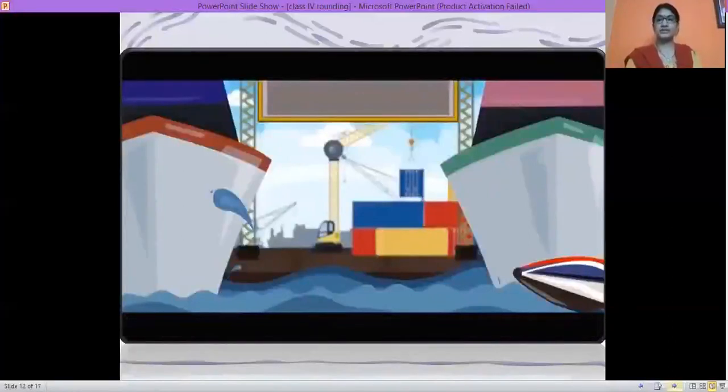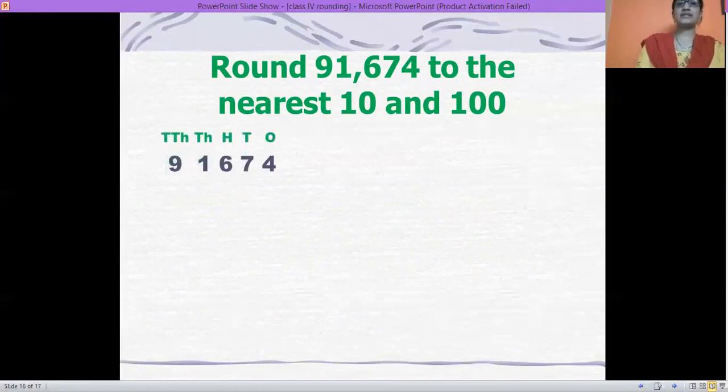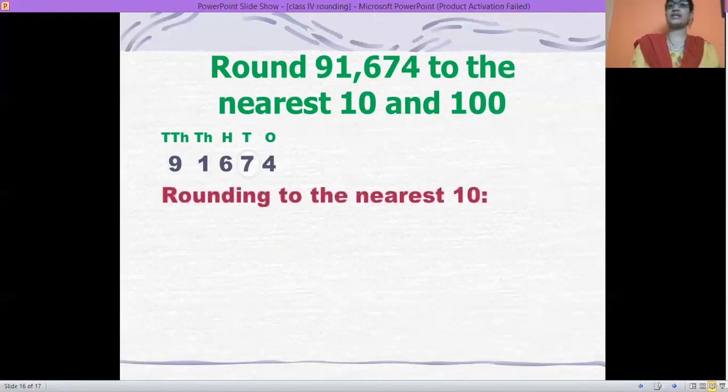Now we move to the next slide. Round 91,674 to the nearest 10 and 100. We'll write the number, we'll write the places of the digits. Now we'll see the rounding digit. As we are rounding to the nearest 10, here the digit in our tens place is the rounding digit.